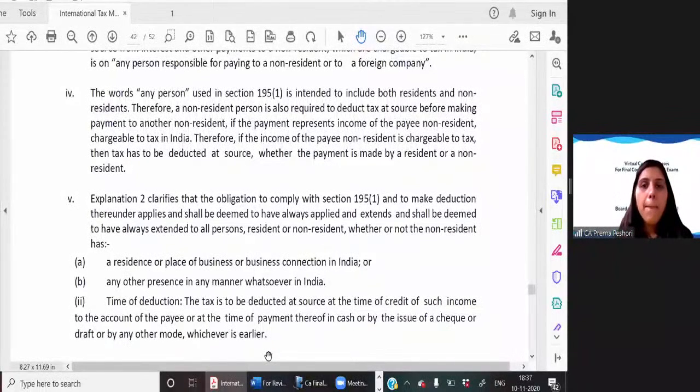Clear, Anjali? For long term, on redemption, it will be 112, and for short term, it is slab rates.